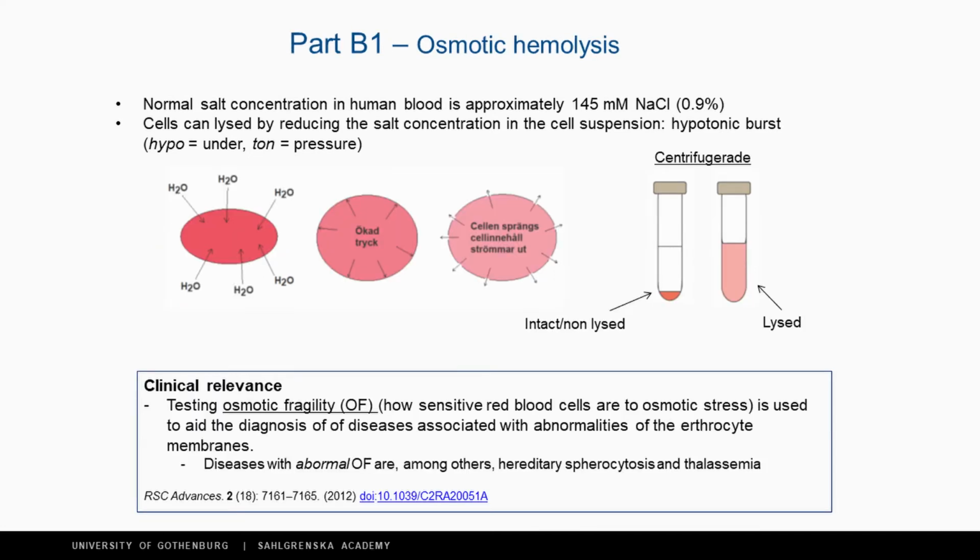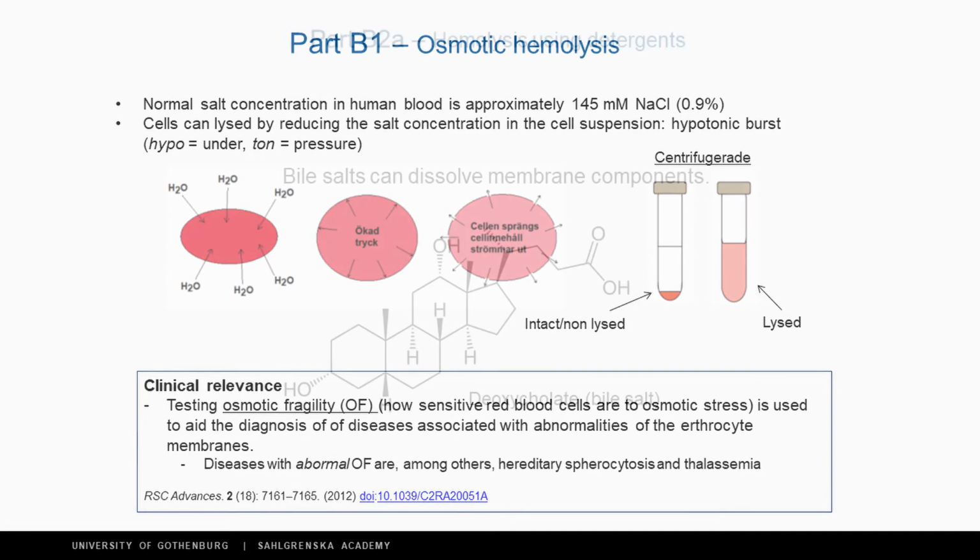Testing for osmotic fragility, how sensitive red blood cells are to osmotic stress, is used to aid the diagnosis of diseases of the erythrocytes, such as spherocytosis and thalassemia, in which the cells have abnormal sensitivity to low salt concentration.